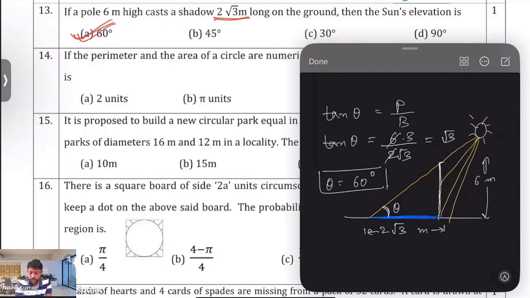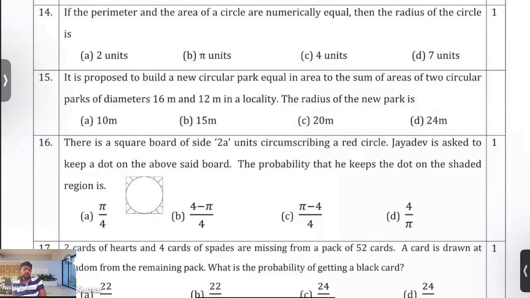Let's move on to question number 14 now. If the perimeter and area of a circle are numerically equal, then the radius of the circle is, I do not know the radius, so let me assume it to be r. It's saying that the perimeter is equal to the area, the numerical value. Of course, the units are not going to be the same. That's why you can't say that perimeter is equal to area. That's why the question is saying they are numerically equal.